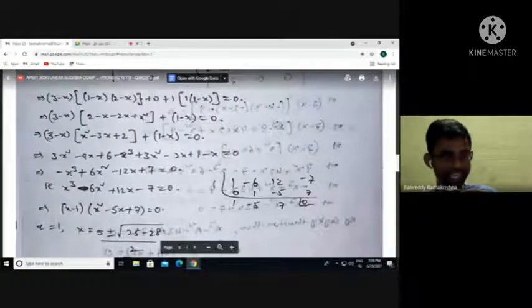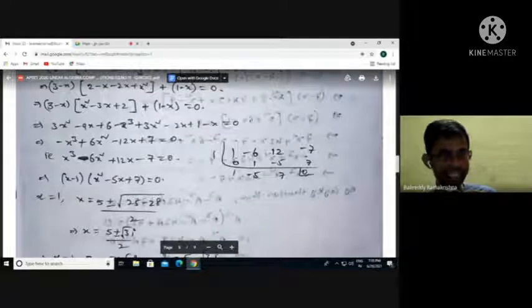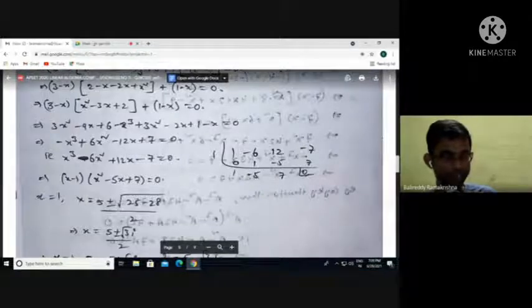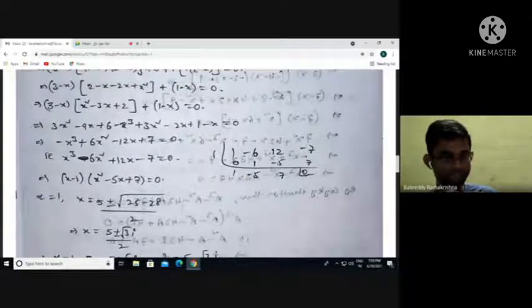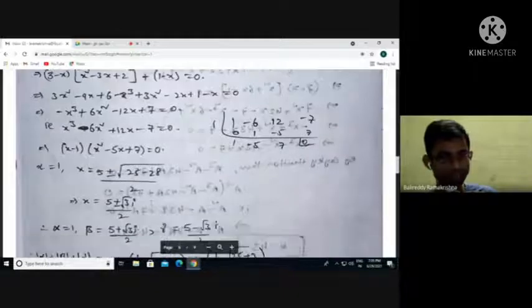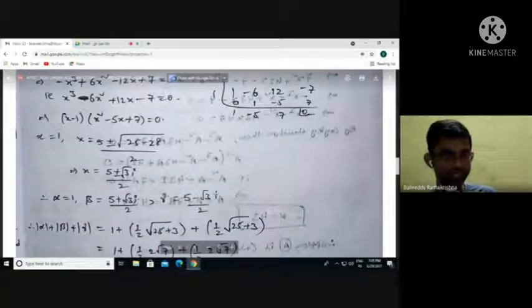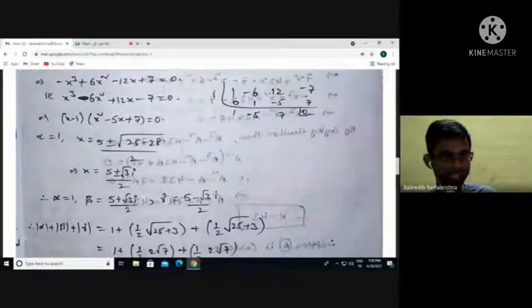From this we get x is equal to 1 and x is equal to 5 plus or minus square root of 25 minus 28, over 2, by using the formula minus b plus or minus square root of b square minus 4ac over 2a. So we have x is equal to 5 plus or minus root 3i over 2. So we have three roots: alpha is equal to 1, beta is equal to 5 plus root 3i by 2, and gamma is equal to 5 minus root 3i by 2.